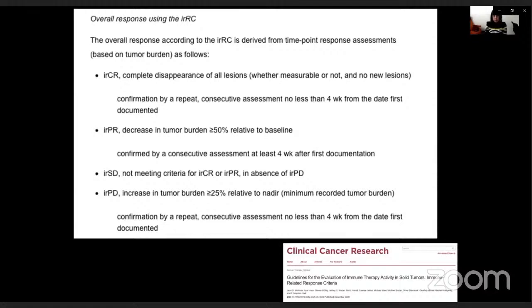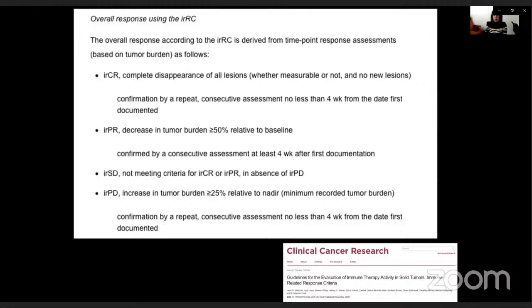Immune-related partial remission was defined as a decrease in tumor burden more than 50% as compared to the baseline study. Immune-related stable disease means that this group of patients do not meet the criteria either for complete response or partial response or progressive disease. And immune-related progressive disease was defined as an increase in tumor burden more than 25% as compared to the baseline study.